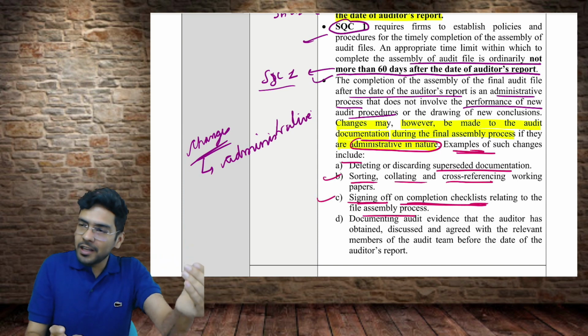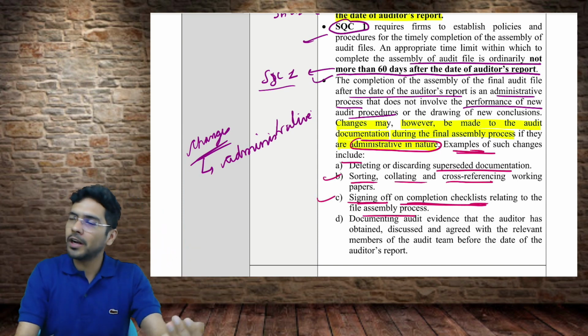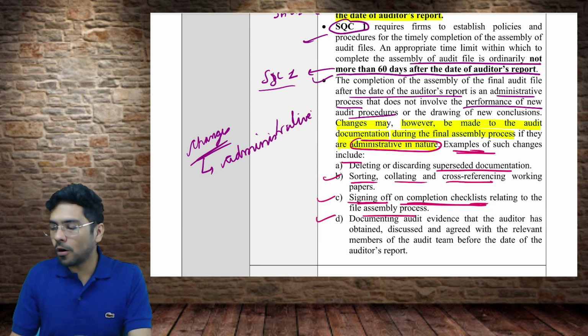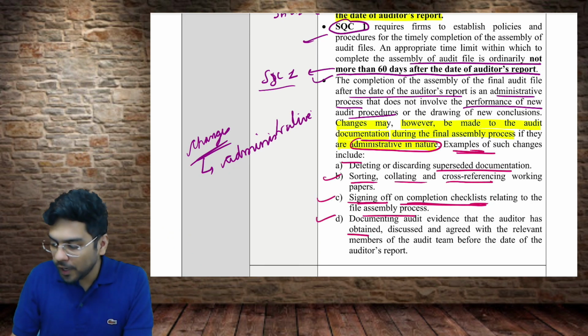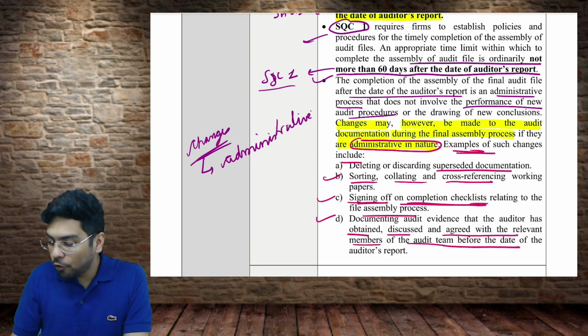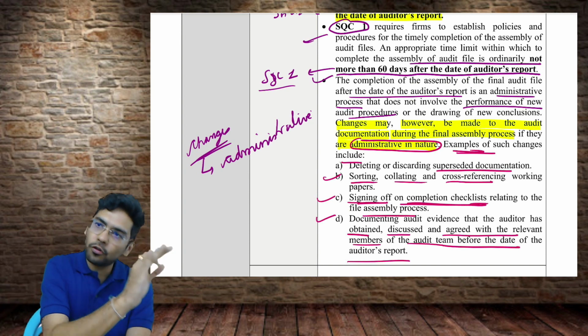It's evidence which you had considered for giving your opinion. It's just that you did not take a printout then. So take a printout and keep it in your file. So it says documenting audit evidence that the auditor has obtained, discussed and agreed with the relevant members of the audit team before the date of the audit report only.